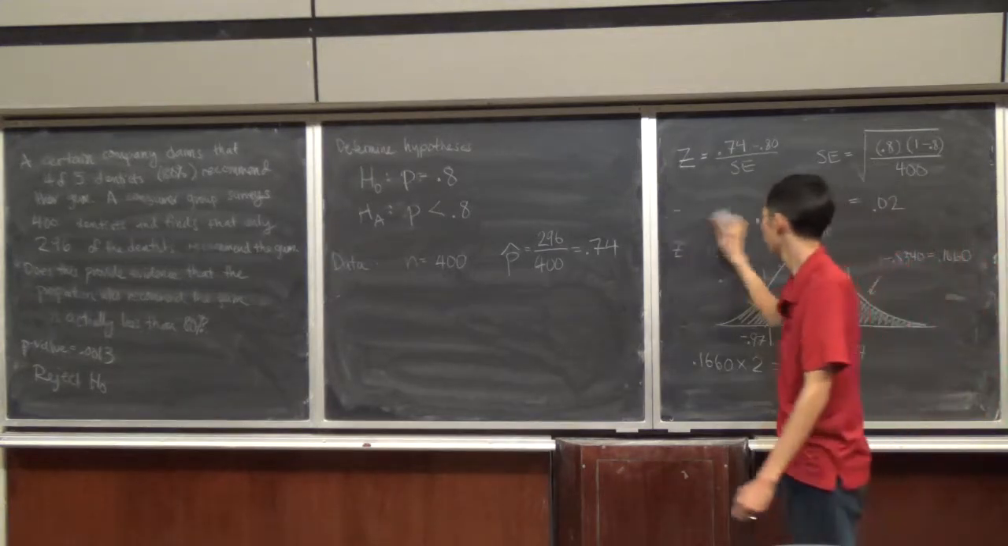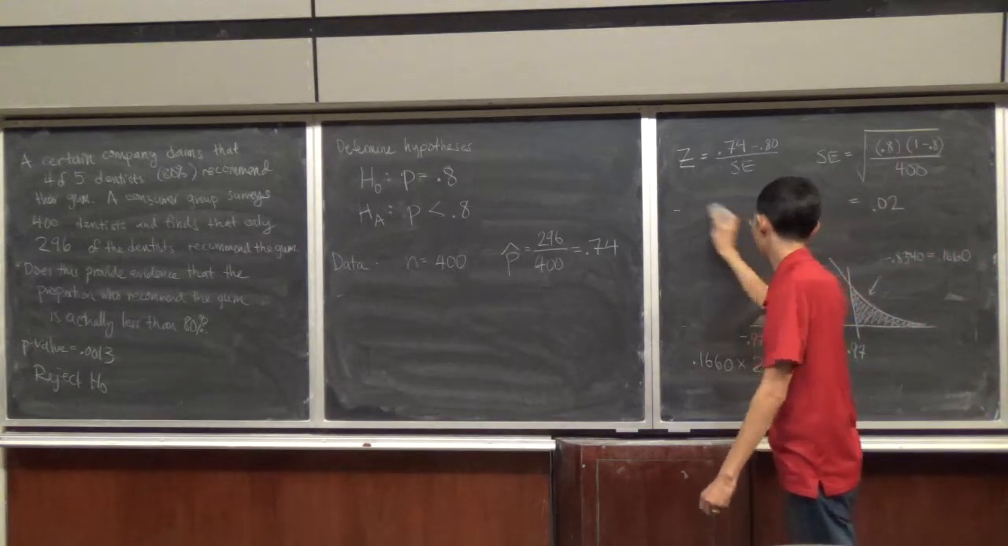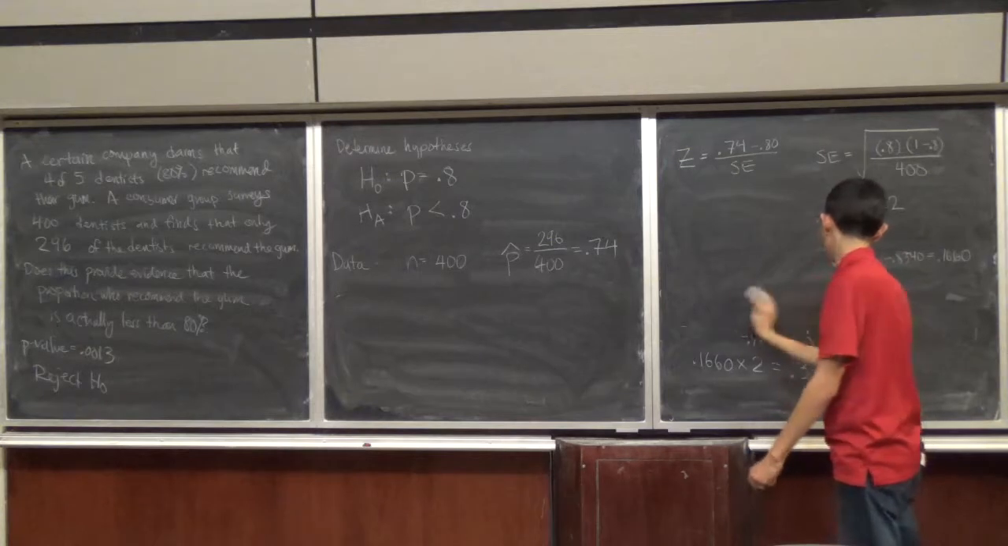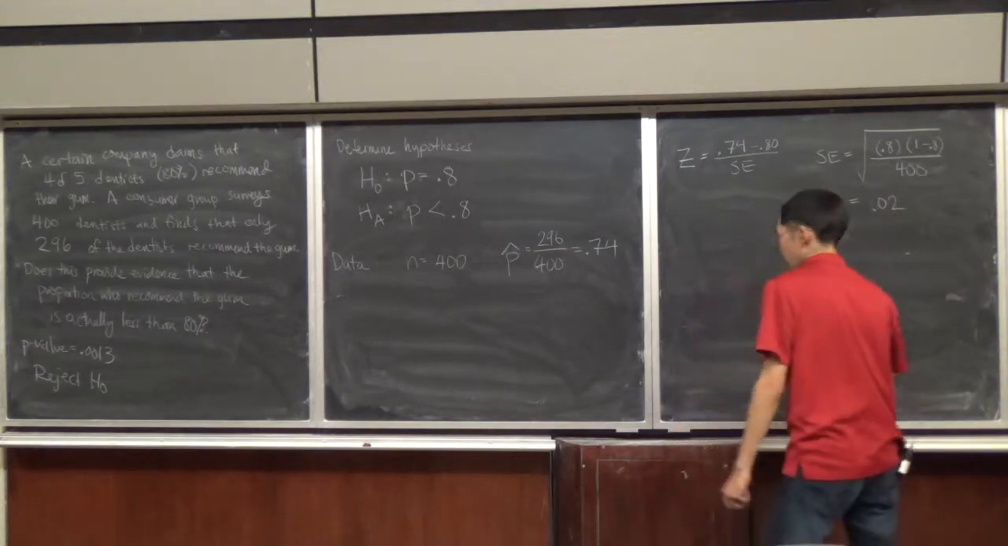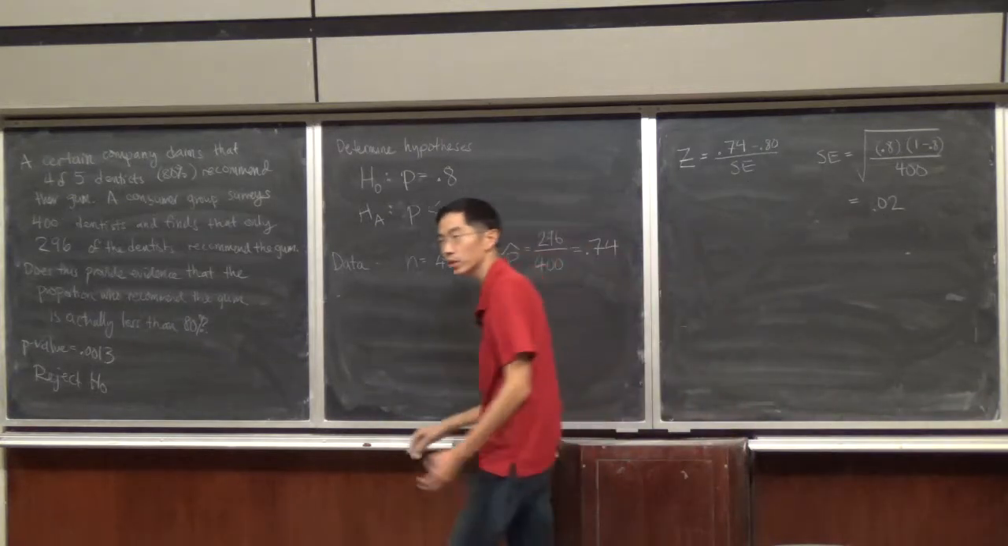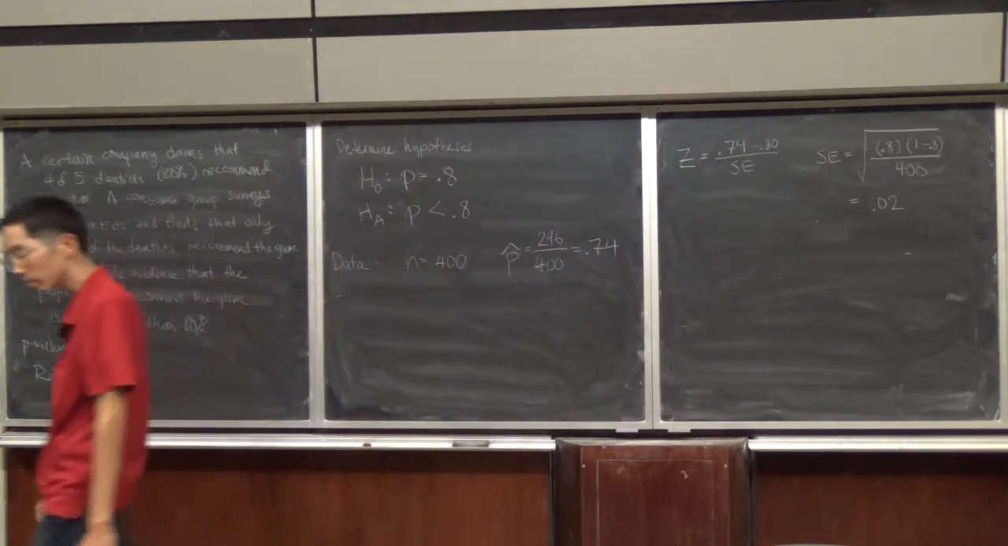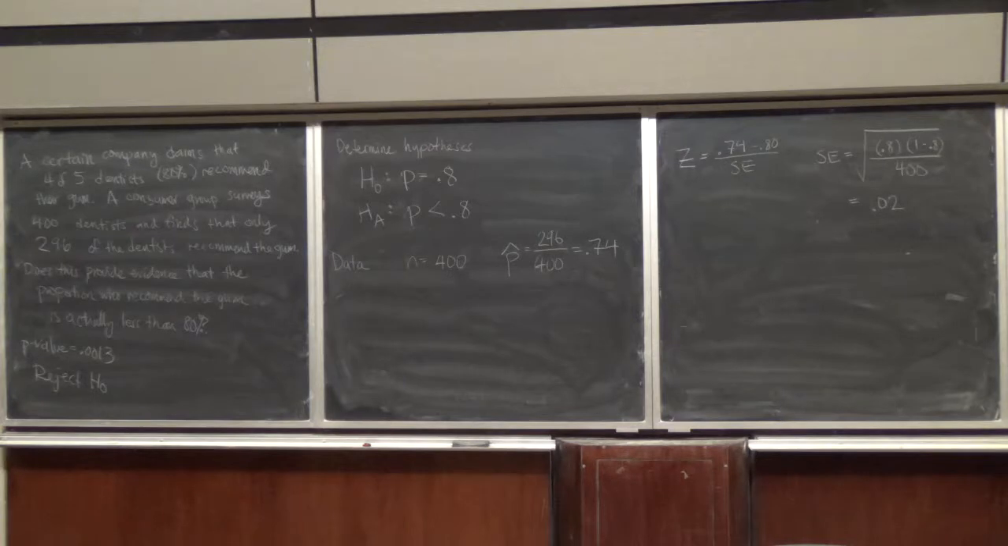Yes? For your alternative hypothesis, why was the last one P does not equal 0.8, and this one is less than 0.8? I'm sorry, can you repeat your question? On the alternative hypothesis, why is it P not equal to 0.8? Or you mean less than? Yeah, why is it not equal here? Yeah, because the question is written in such a way that it says, does this provide evidence that the proportion who recommend the gum is actually less than 80%?